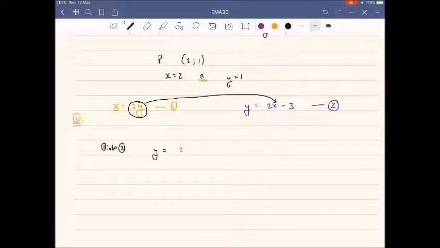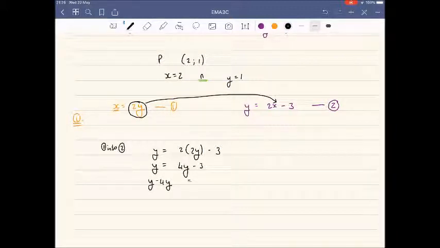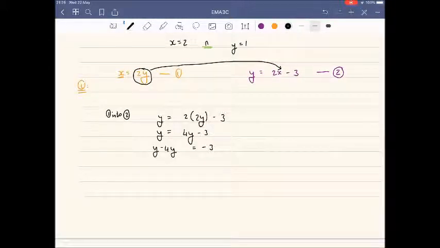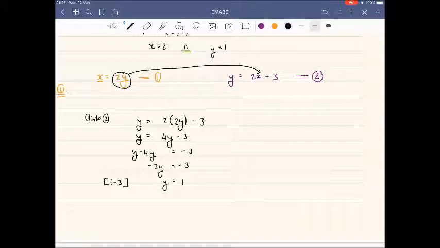Y equals 2, and let's put brackets so we know what we're doing. 2y minus 3. And if we times this out, it's equal to 4y minus 3. And if we subtract 4y from both sides, we have y minus 4y equals minus 3, which is minus 3y equals minus 3, which means that y is equal to 1. And what we did there is we divided by minus 3. Okay, now we can label this equation 3.